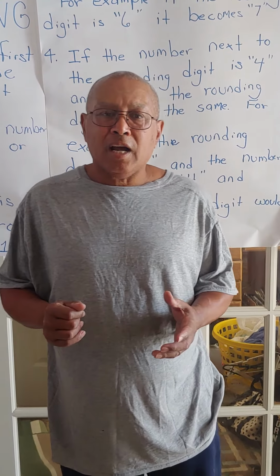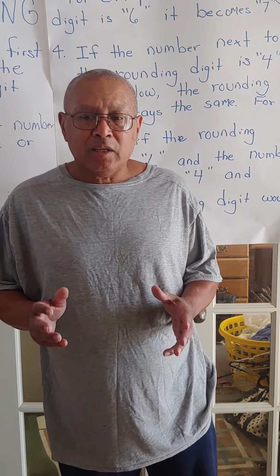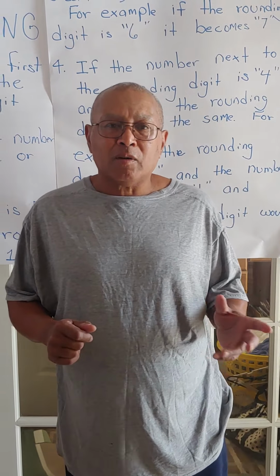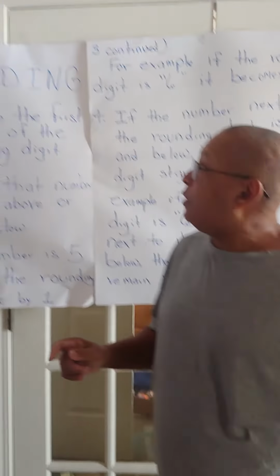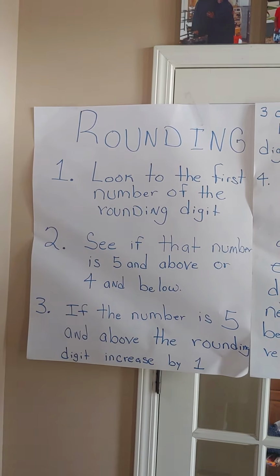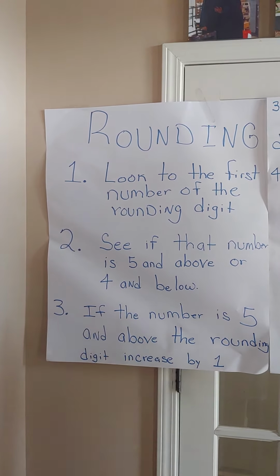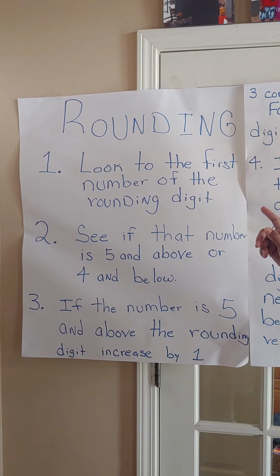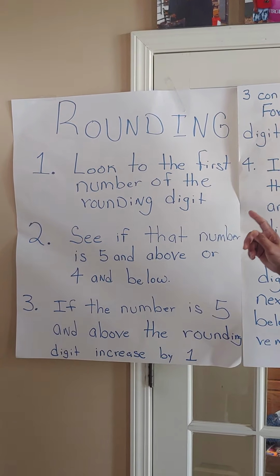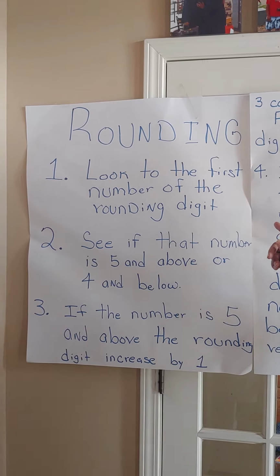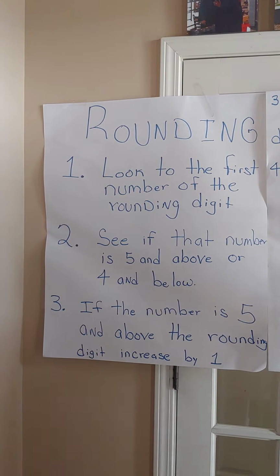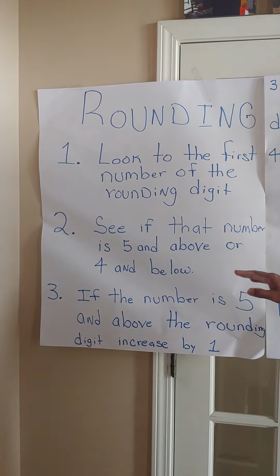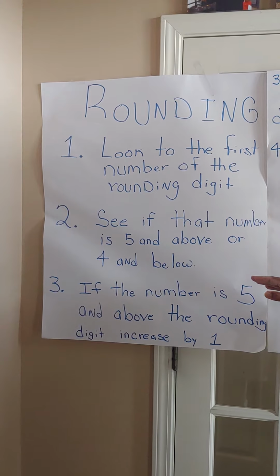First, when I talk about rounding, I'm going to go over some things that you need to remember, and then I'm going to model. If you look over here, I've listed some things that really apply to rounding. Number one says, look to the first number to the right of the rounding digit. And number two says, see if that number is 5 and above or 4 and below.